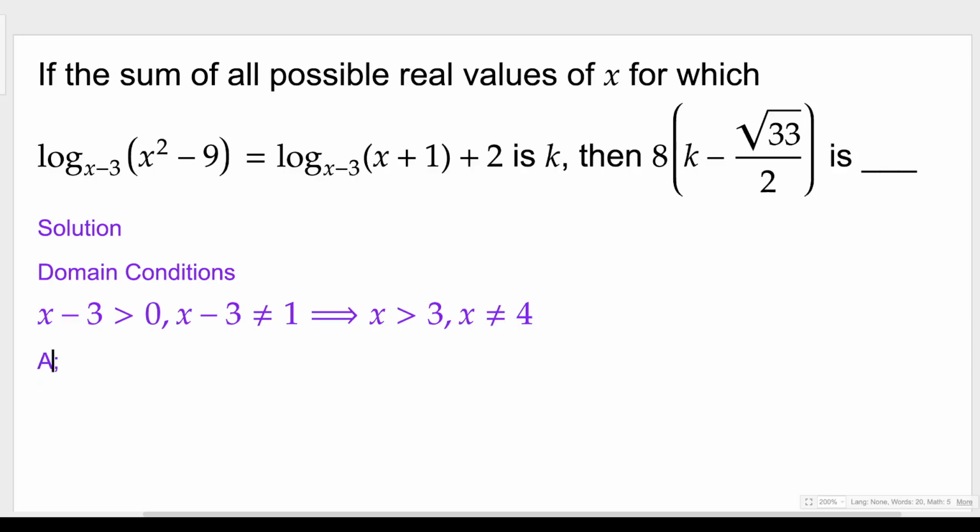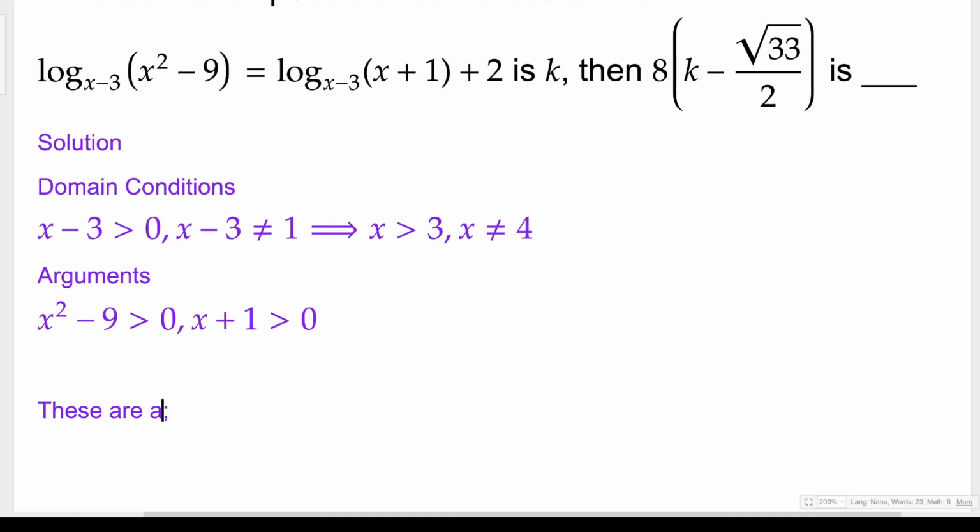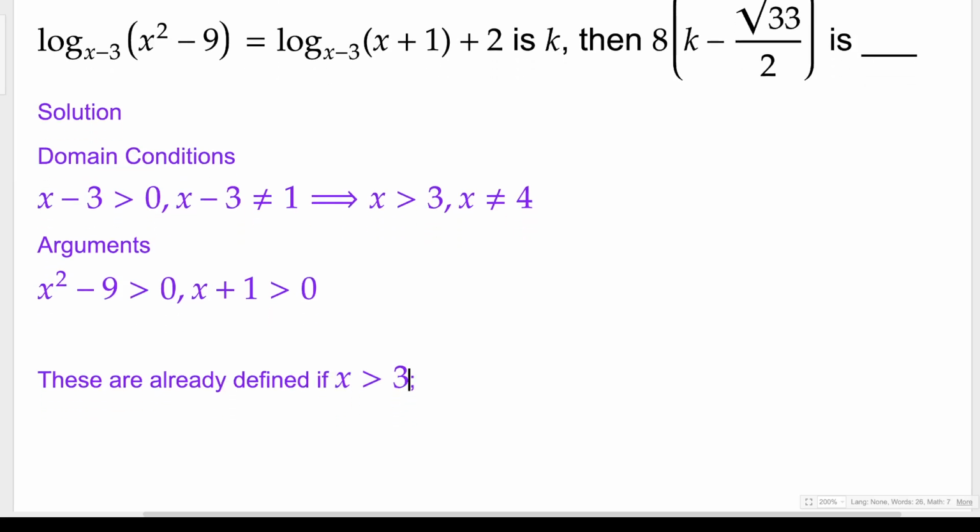Now talking about the arguments. x square minus 9 has to be greater than 0, and at the same time x plus 1 greater than 0. Combining each of these, these are already defined if x is greater than 3. So while solving this one, we'll make sure that whatever roots we figure out, they have to be greater than 3.